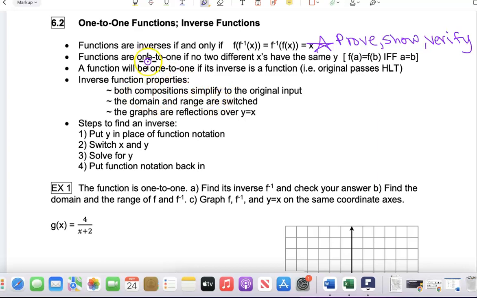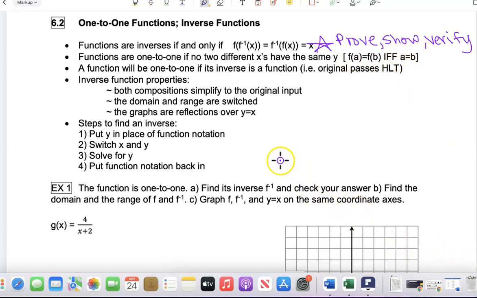The other type of function we need to know about in this section are one-to-one functions. A function is one-to-one if no two different x's have the same y. So meaning if your x's are different, then your y's have to be different. And if your y's are the same, which is what this says right here, f of a equals f of b, that means if the y values are the same, then the x values had to be the same.